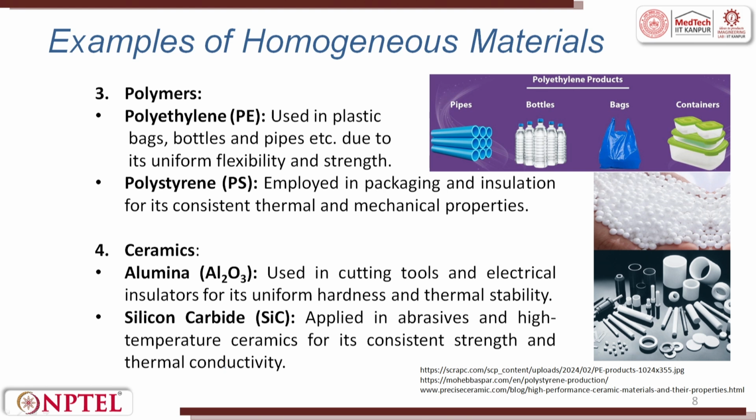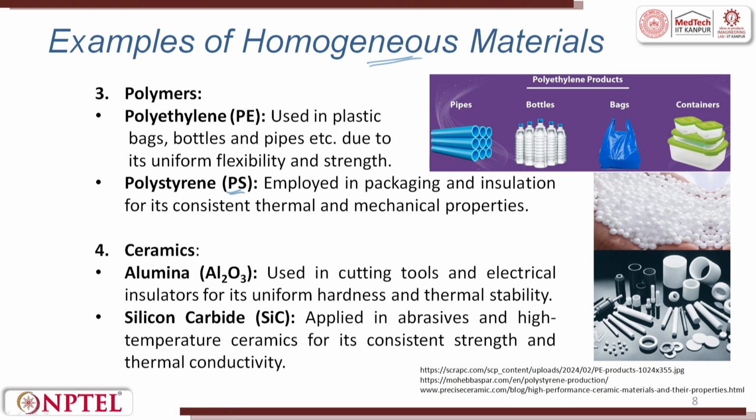Polymers, for example, polypropylene (PP), used in plastic bags, bottles and pipes, etc., due to its uniform flexibility and strength. Polystyrene, employed in packaging and insulation for its consistent thermal and mechanical properties, is an example of homogeneous material. So, you can see here it can be used for pipes, bottles, bags and containers.